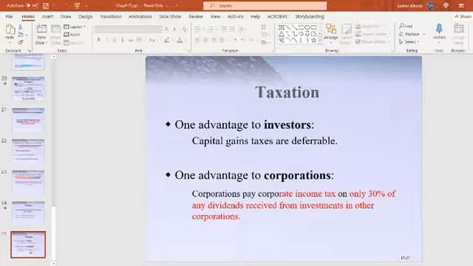One advantage to corporations is that if a company invests in another company, there are some advantages here. Corporations pay corporate income tax on only 30% of any dividends received from investments in other corporations. So if company A invests in company B and receives money as a dividend, there are some rules: sometimes you will be taxed on only 30% of the income from dividends. So this is the same kind of benefit sometimes for taxation.